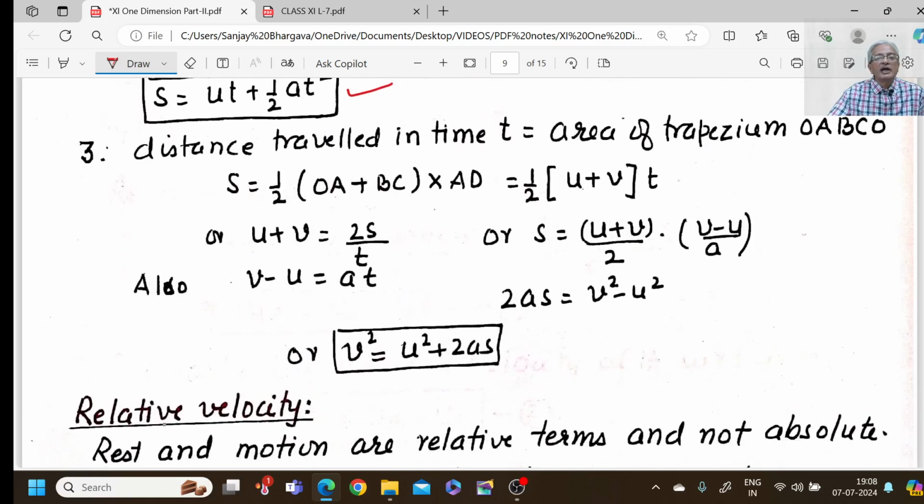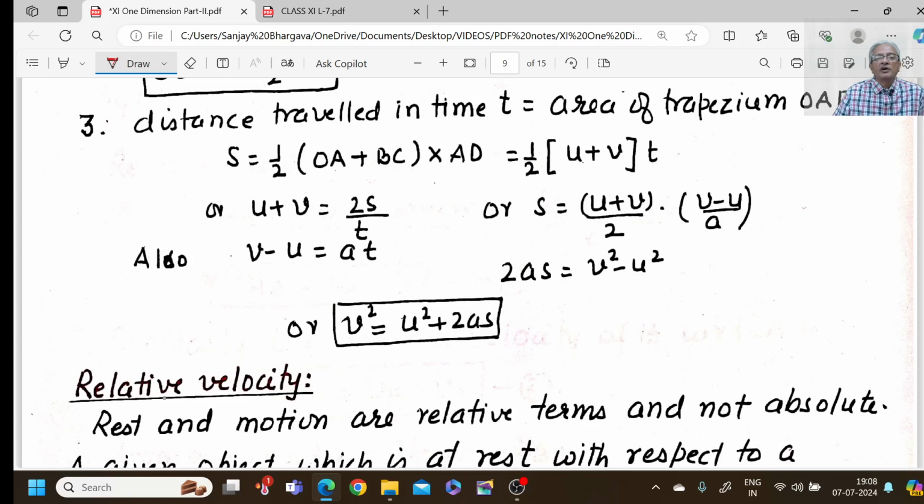The distance travelled in time t would be equal to the area of the trapezium. And what is the area of a trapezium? Half the sum of parallel sides into the distance between the parallel sides. So that is half (u plus v) into t. So u plus v would be equal to 2s upon t.